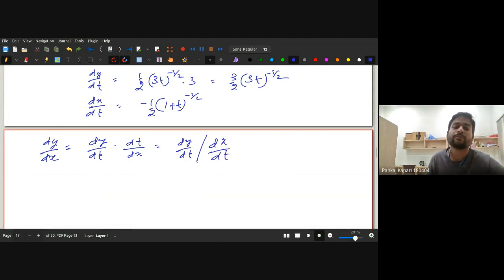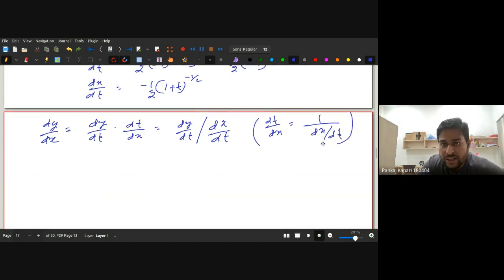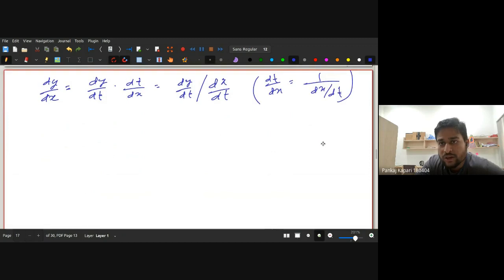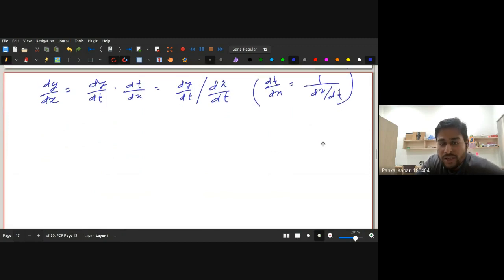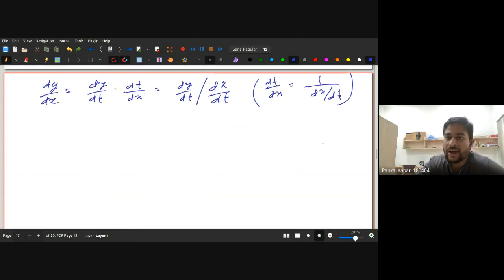Why? Because dt over dx is just equal to 1 over dx over dt. We are not treating these as rational functions. These are not numbers, dt and dx. They are like operators acting on functions, and this relation between them we are getting because of the chain rule.